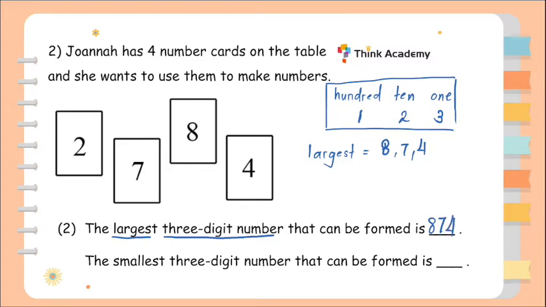Now, what about the smallest 3-digit number that can be formed? So we'll be starting with the smallest. And we already know it's 2 and 4. But what's the third smallest number from the cards? Is it 7 or 8? It's 7, right? And that makes us form from the 100 place. We start with the smallest, giving us 247.